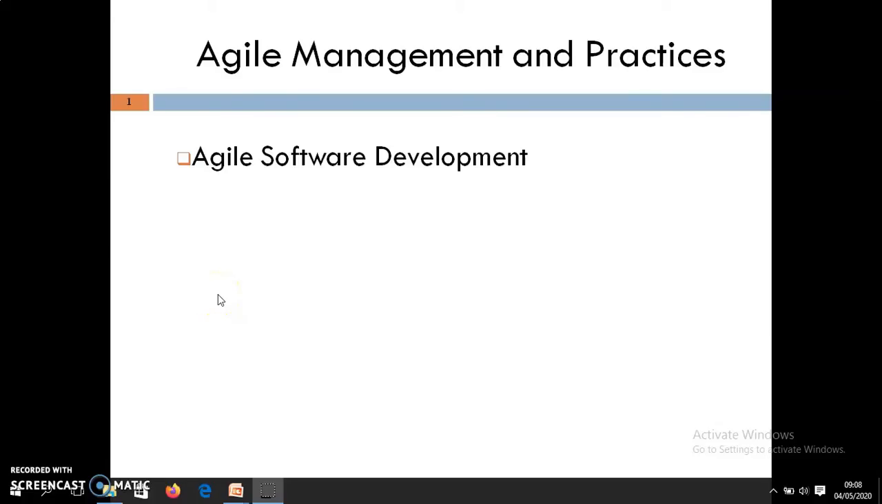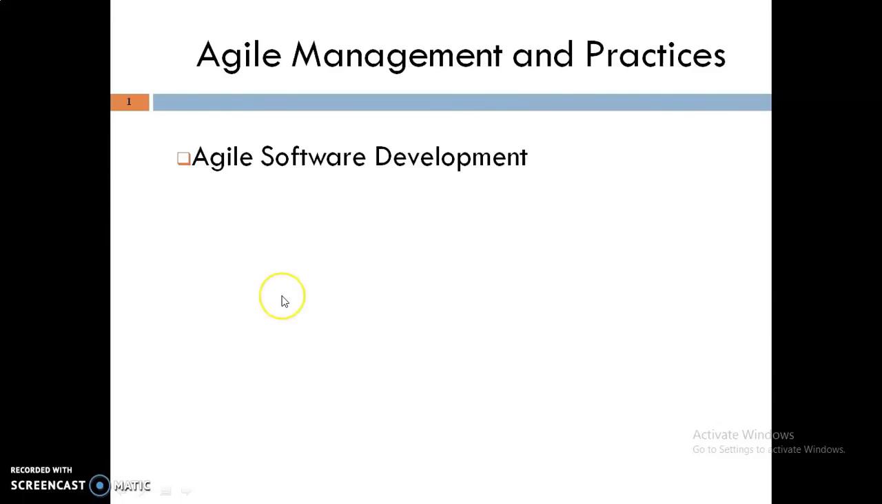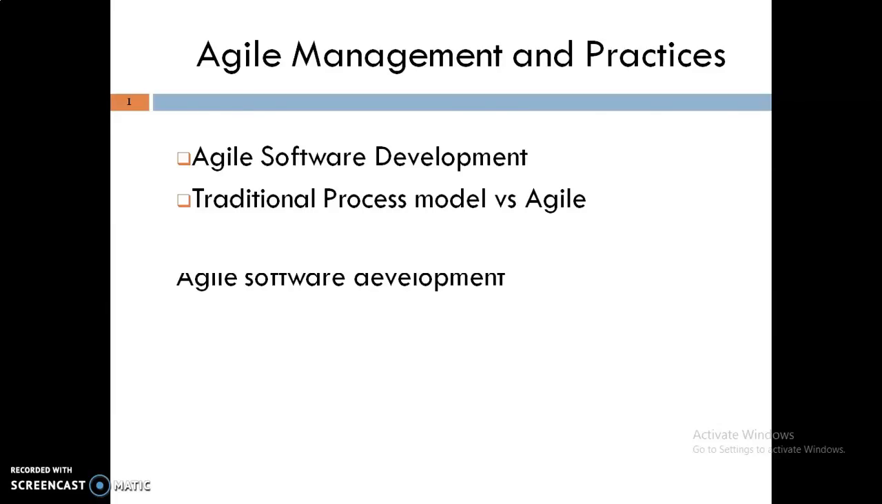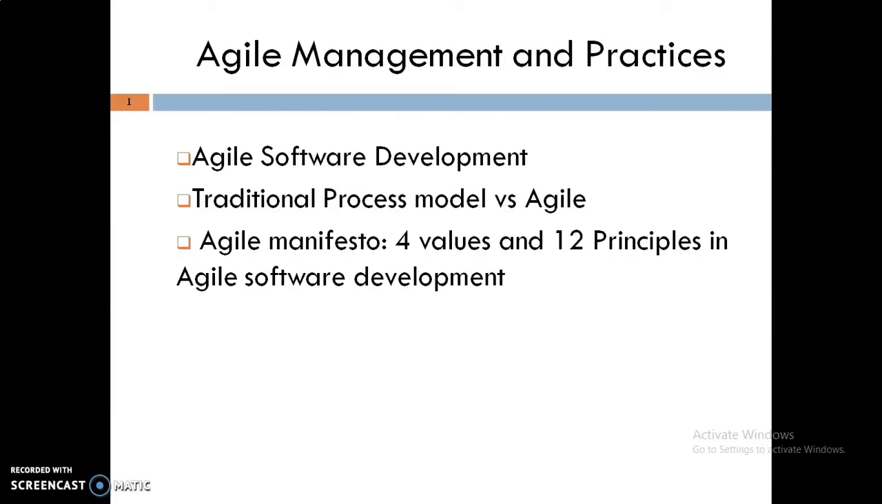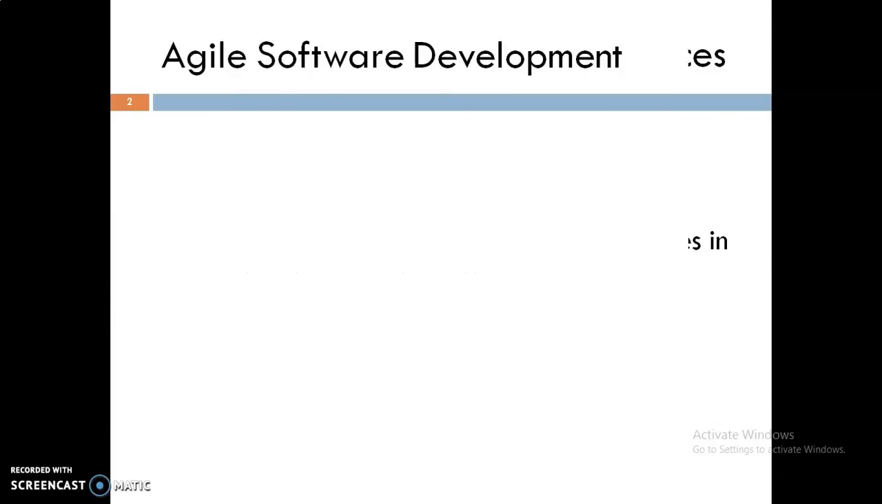Everyone, in this video of Agile Management and Practices, I'm going to cover the following topics: Agile Software Development, Traditional Process Models and Agile Models, what is the Agile Manifesto with 4 values and 12 principles which are used in Agile Software Development. So the first thing is, what is Agile Software Development?